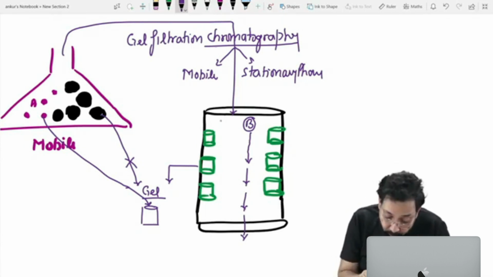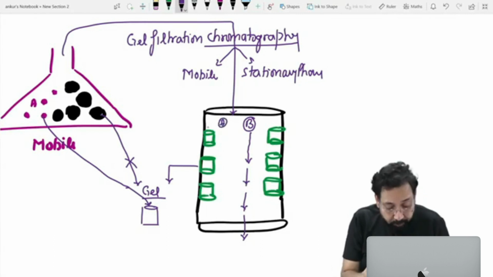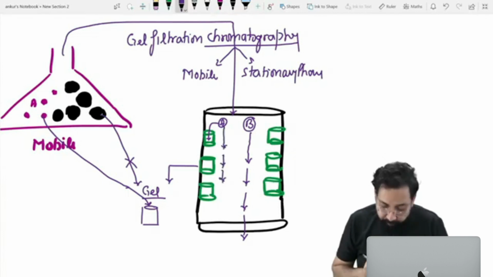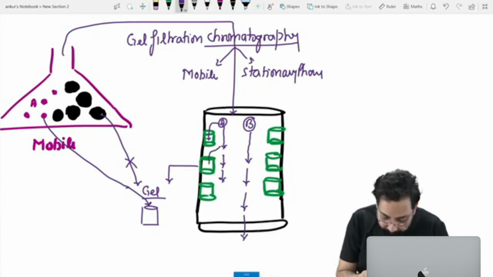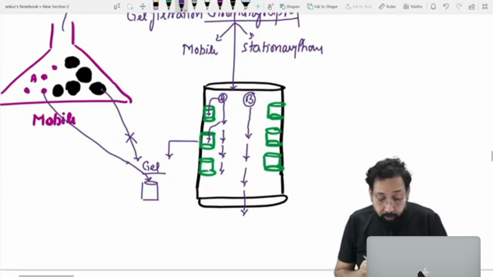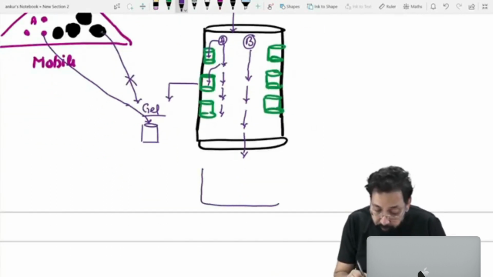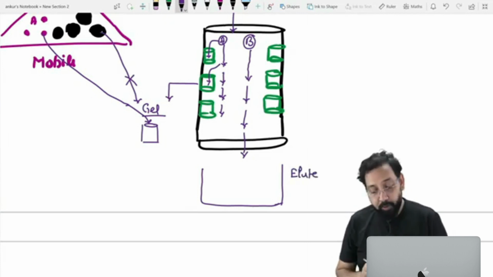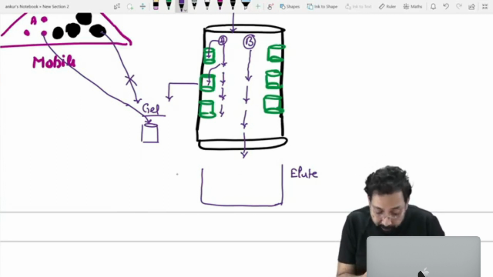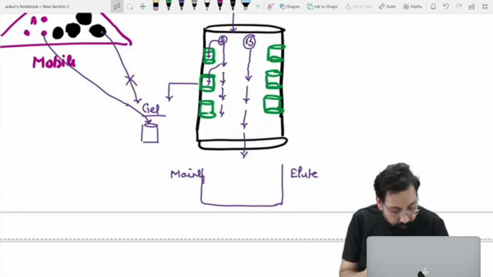But small protein A has two options. Few molecules will enter the pore, few molecules will go straight. So the first solution that comes out is called the eluate. The first solution which comes out will contain mainly large protein or small protein?